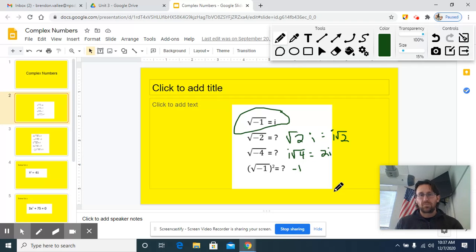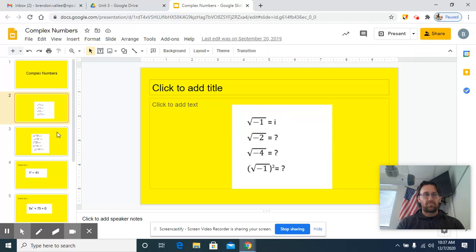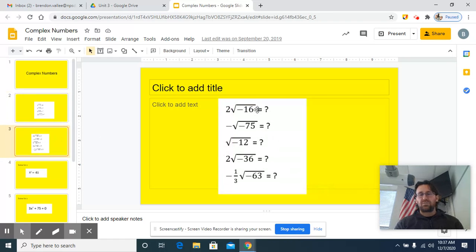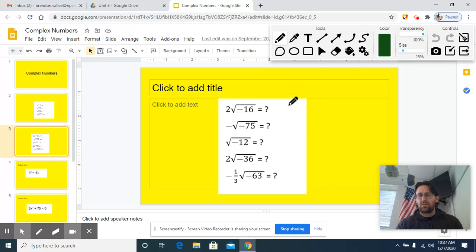All right, moving on. So we'll do a handful of these. If you have questions on these, you can, of course, email me. Square root of 16 is 4. And square root of -1 is i. So that's 4i times 2, which is 8i.